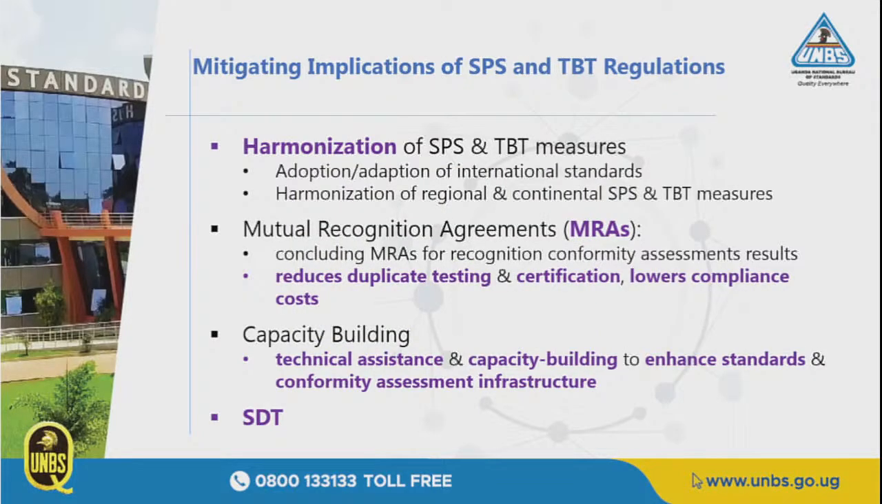So how do we mitigate the impact of SPS and TBT measures on trade? Harmonization of SPS and TBT measures, again, Diana mentioned it, and we harmonize, as I mentioned earlier, by adopting or adapting international standards. And this harmonization can take place at regional level, like we have a very vibrant harmonization framework in the East African Community, and also at continental level.